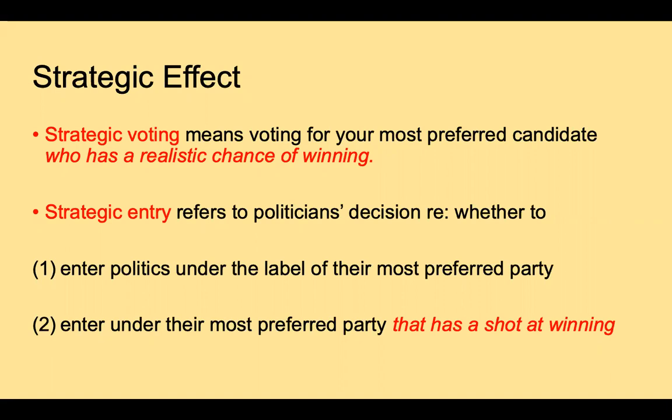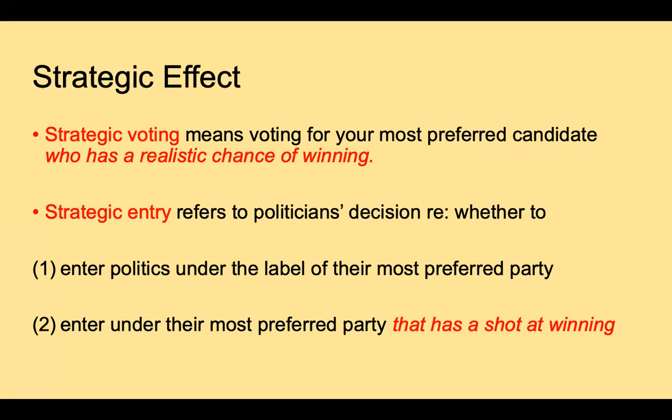Now, strategic voting is the idea that you only vote for the candidate who has a realistic chance of winning. You might have a preference or a favored candidate, but you ultimately know that they're less likely to win because they're a third party candidate or a small candidate. Strategic entry refers to the same idea, but for politicians. And this has to do with whether they enter politics under the label of their most preferred party or under their most preferred party that has a shot at winning.